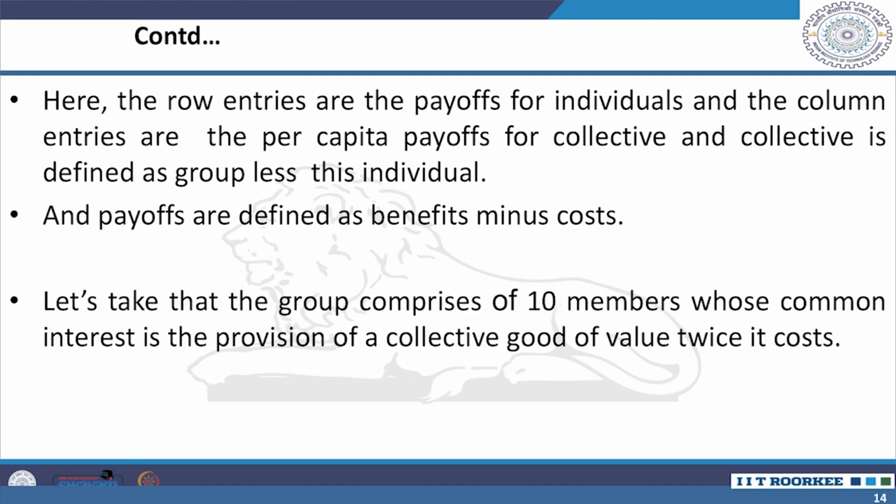So now let us narrate these situations. The scenario is that the group comprises 10 members and the target is the provision of a collective good, a collective good of value twice its cost. That means the actual benefit after the provision of this good will be twice what a particular member is spending.